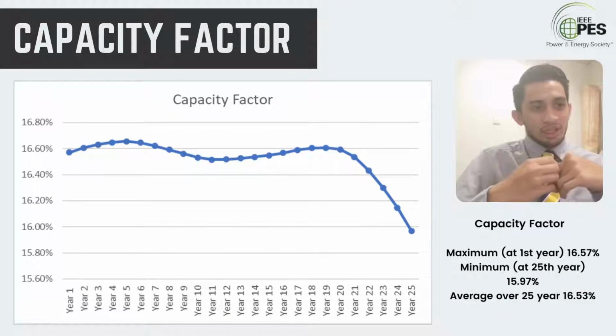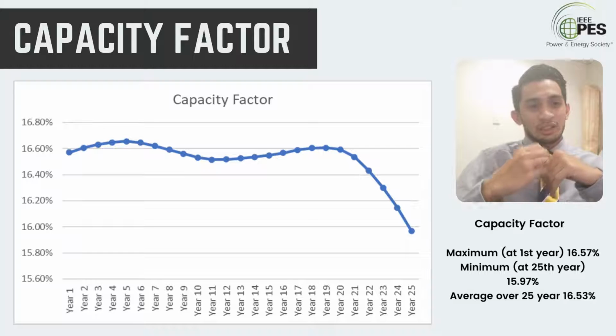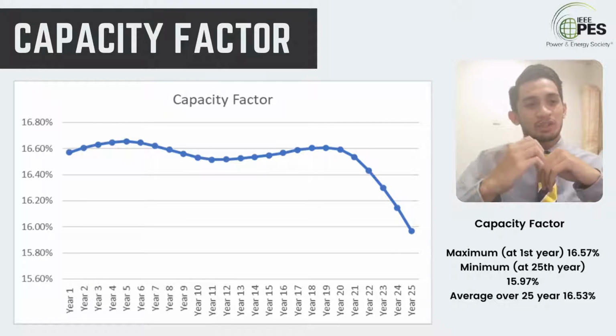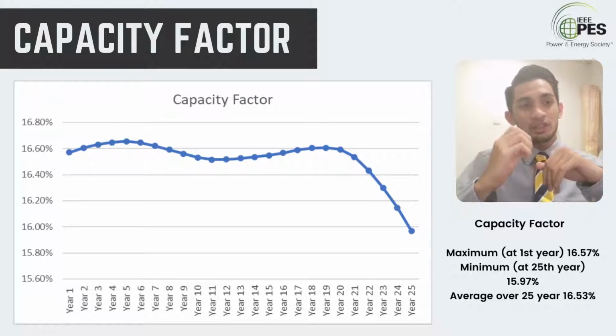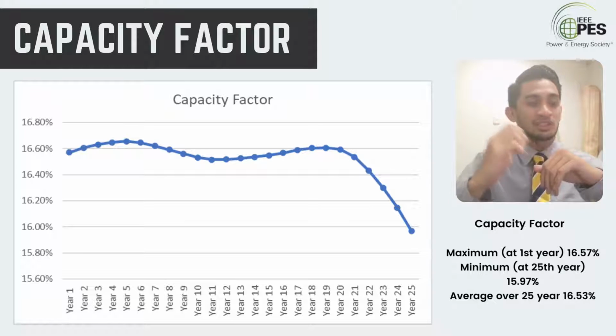From this slide, we can see the maximum capacity factor delivered by this plant is 16.57% and the minimum capacity factor is 15.97%. The decrease of the capacity factor is due to the degradation of the solar panel by 0.55% annually.